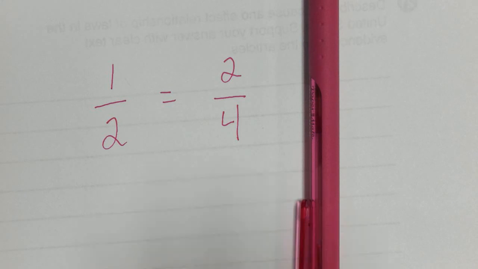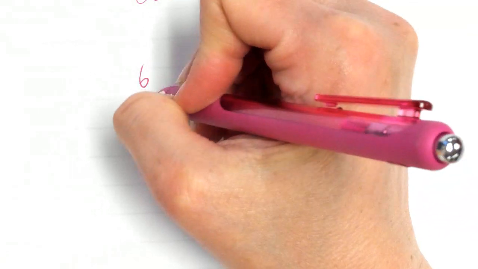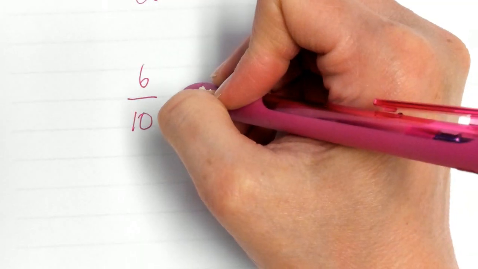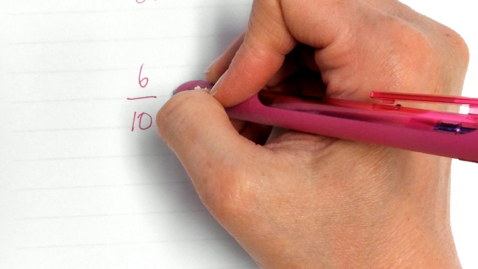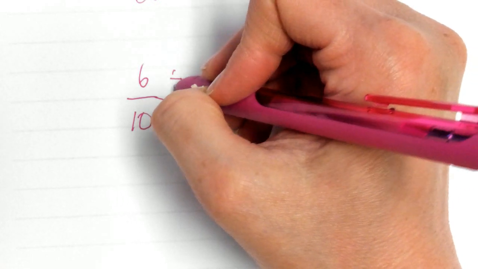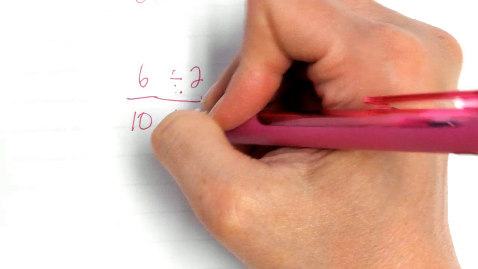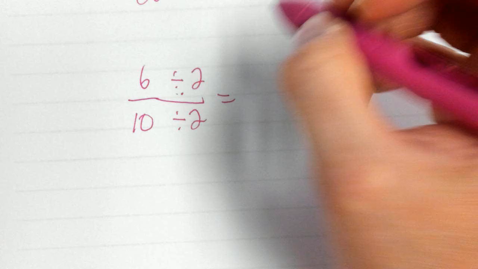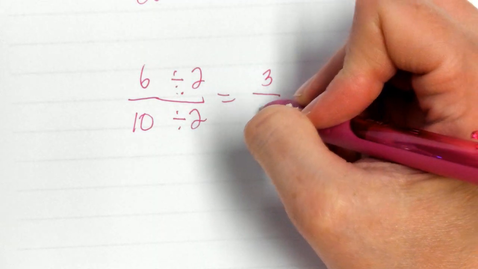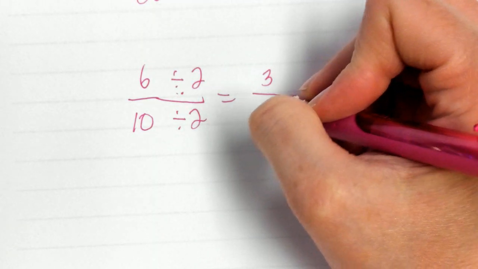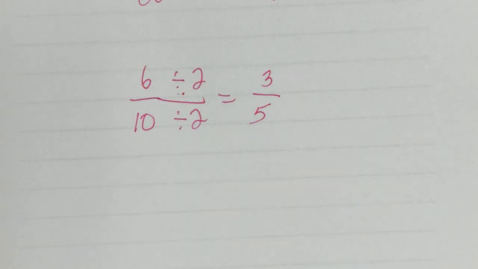when I am making an equivalent fraction by dividing the numerator and the denominator by the same number, there's a special term for that. What is it called? Simplifying fractions, yes.